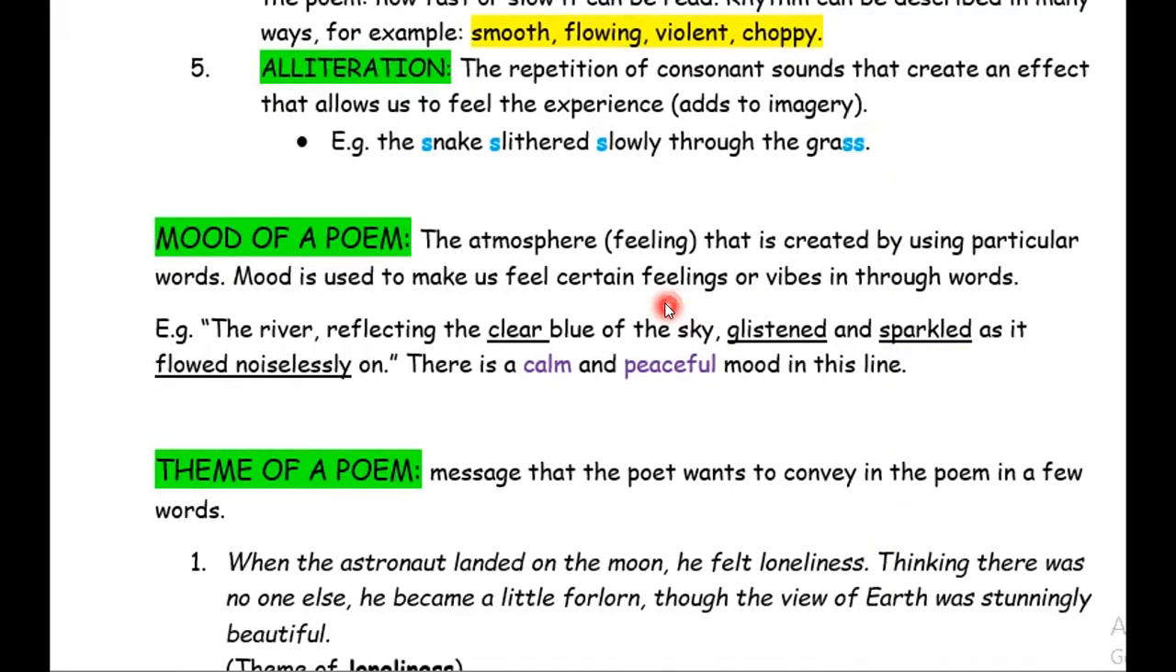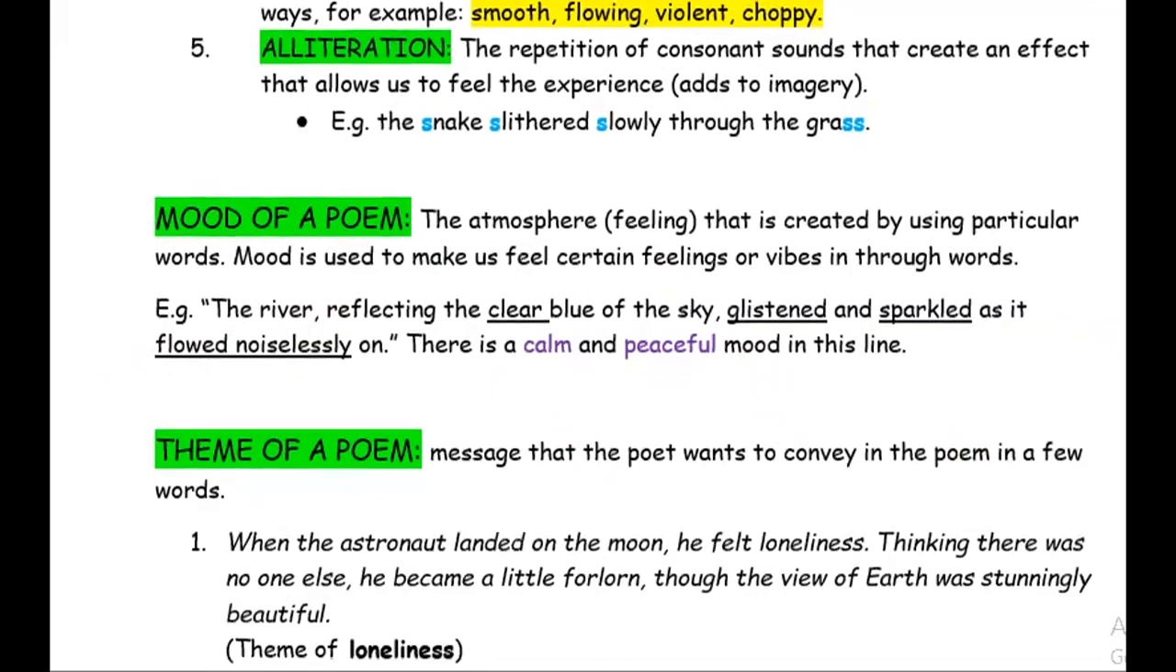Let's look at this example. The river, reflecting the clear blue of the sky, glistened and sparkled as it flowed noiselessly. So in this sentence here, what tells me that it's calm and peaceful? The words clear, glistened, sparkled, flowed, and noiseless. They all tell me that this is a calm and peaceful mood.